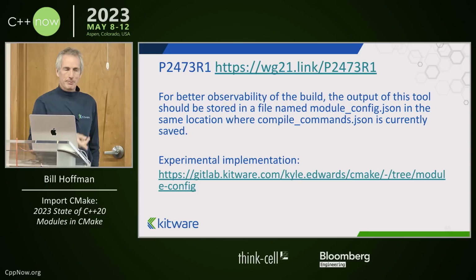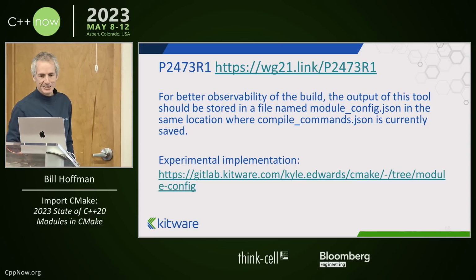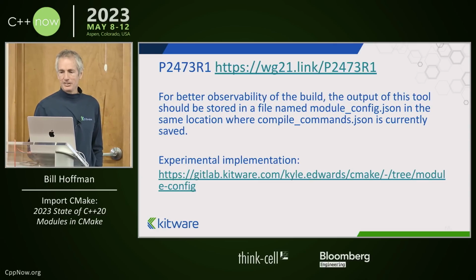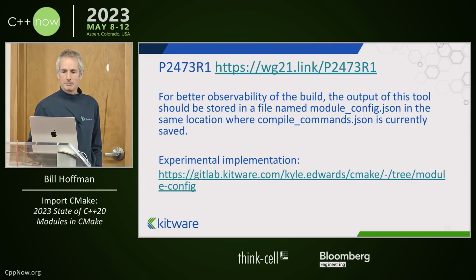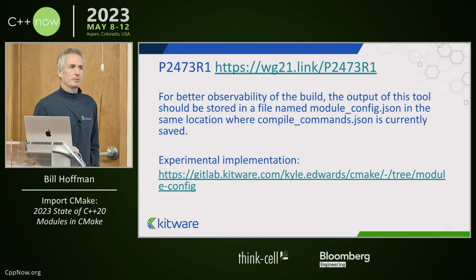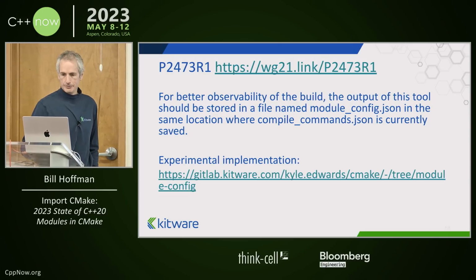So there's another paper Daniel's got up. For better observability, the output of this tool should store a file named module config.json in the same location where compile.json is currently saved. We did an experimental implementation of this. It's on our GitLab under Kyle Edwards' tool, but we're working on this, and this would be something you would use for those analyzers.